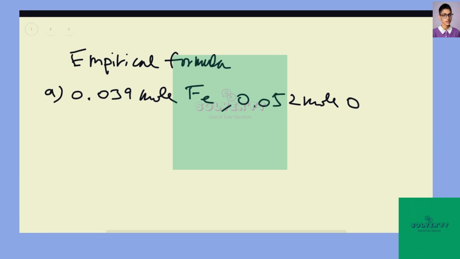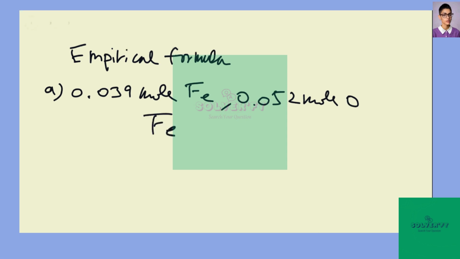We have to find the empirical formula for the following situation. In order to find the empirical formula, we just need to find the number of moles of each element in the formula, and then find the simplest ratio between them. For A, we have 0.039 mole of iron and 0.052 mole of oxygen. We know it contains iron and oxygen, but we don't know the numbers in the empirical formula, so we're going to find the simplest ratio between the two numbers of moles.